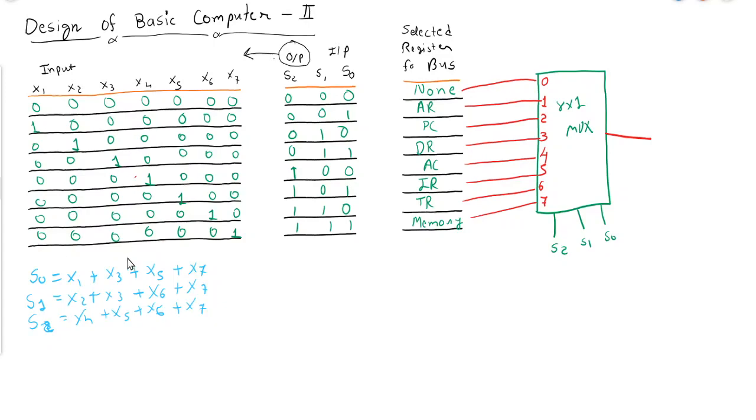Now what are these x1, x3, x5, x7? We will try to figure out what x1 is, and how we can write the expression for x1, x2 or x3. Now let's have a look at x1. Whenever the value of x1 is 1, which register is selected? AR. So through AR, the content of AR will be available to the bus.